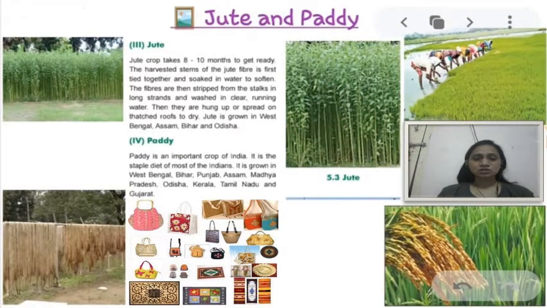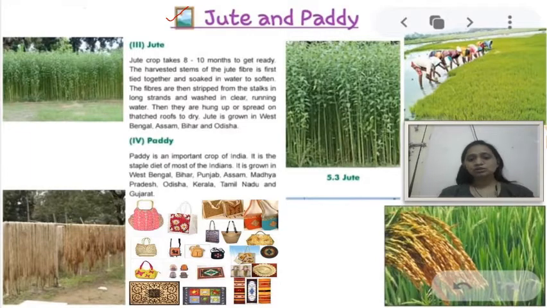Next, in irrigation farming, the next crops are jute and paddy. Jute crop takes 8 to 10 months to get ready. The harvested stems of the jute fiber are first tied together and soaked in water to soften.